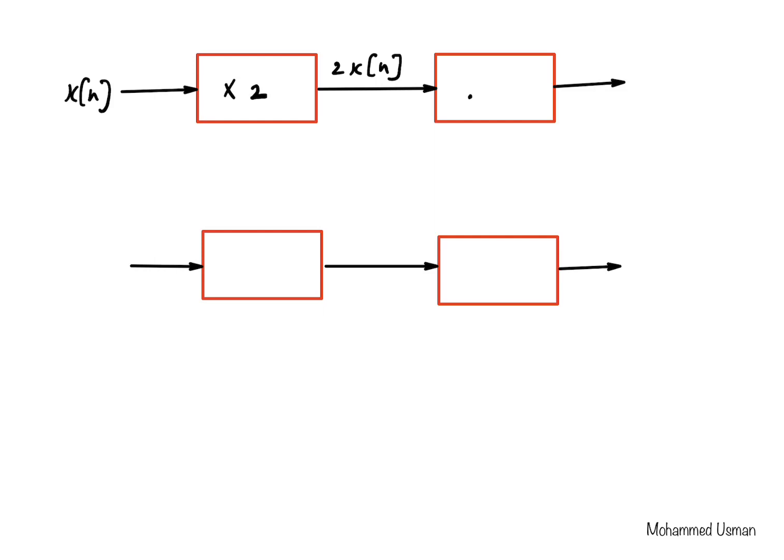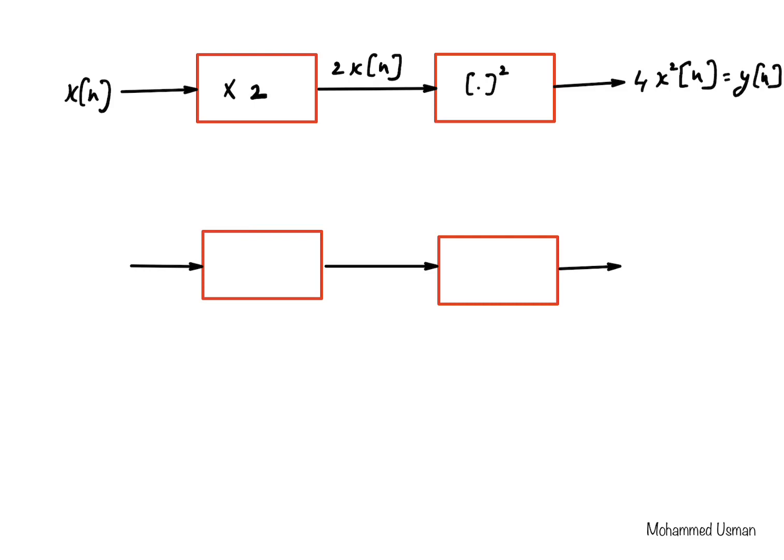Okay, that means whatever the input is, it is going to square it. So when it squares 2 times x of n, 2 squared will become 4, and x of n squared will become x square of n. Okay, so that's the overall output of the system. So this y of n is equal to 4 times x square of n. Now if we interchange or change the order of these two operations, where we do the squaring first and then the doubling, let's see what happens.